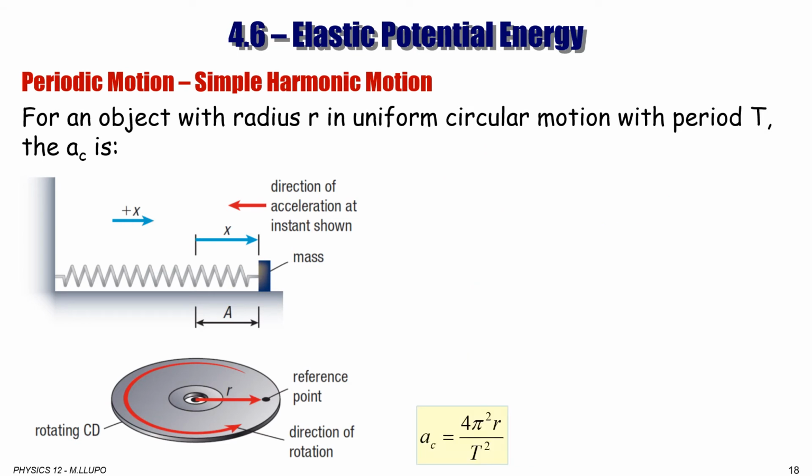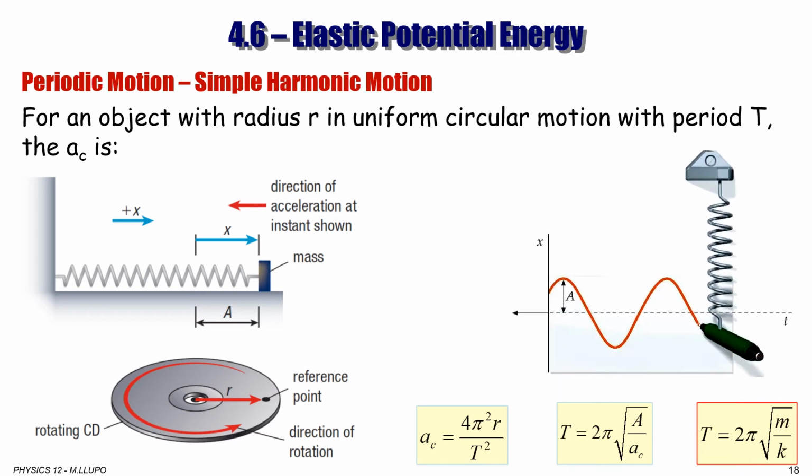And we know now those formulas that relate simple harmonic motion and uniform circular motion. And we know the shape of that motion, which is a sine or cosine curve.